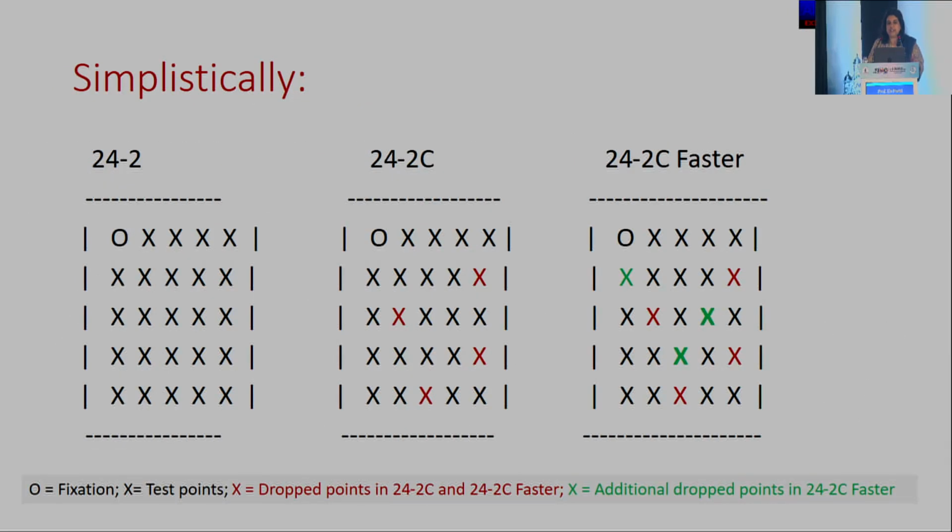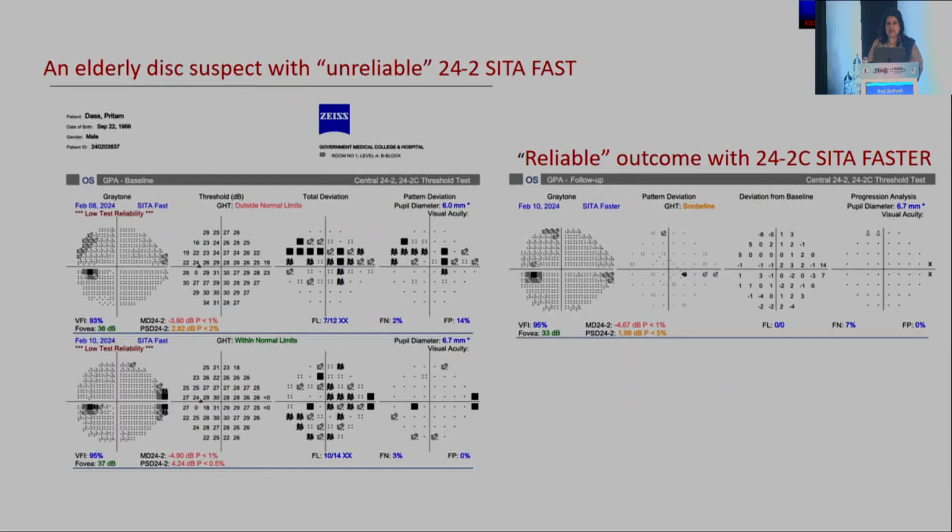So simplistically put, in 24-2, all points are being tested. When we go to 24-2C, these points which are marked in red are dropped intuitively by the machine. And when we step ahead to 24-2C Faster, the points marked green are also dropped. So we are actually compromising on some points to get a reliable response.